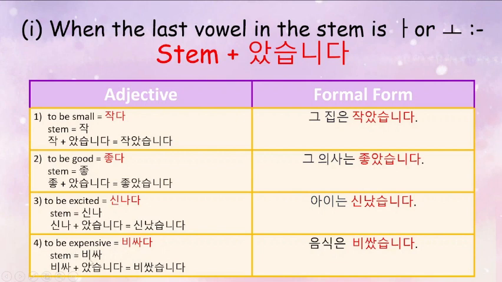Okay. Next is the adjective 비싸다, which means to be expensive. Here the stem is 비싸. Here also the stem ends in a vowel, so the upcoming vowel will get merged in it and it will become 비쌌습니다. For example, I have to say the food was expensive. 음식은 비쌌습니다. Okay, so this was very easy to understand.